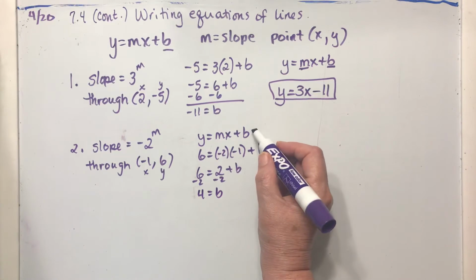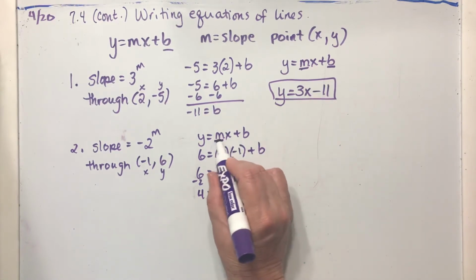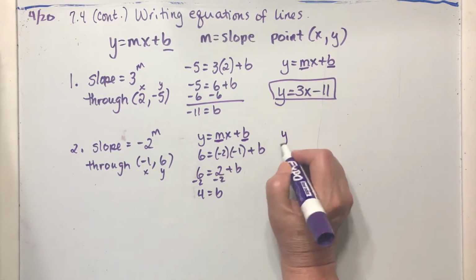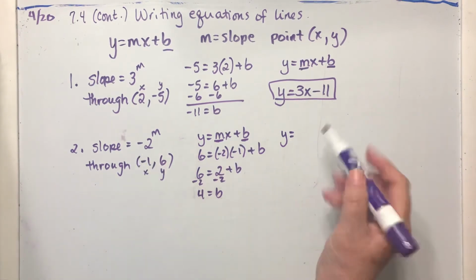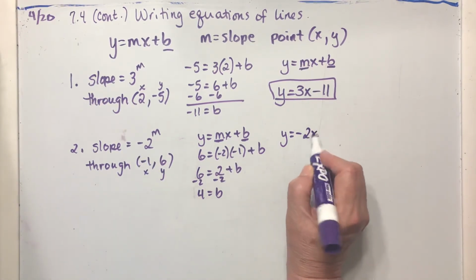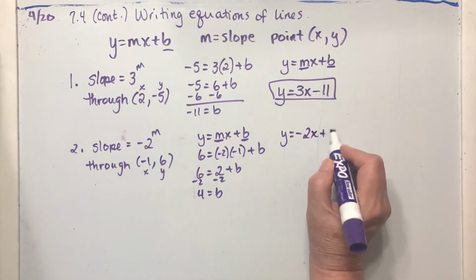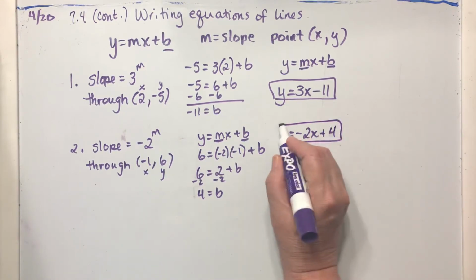So now I'm going to use this formula again, but the only numbers I'm going to fill in are the m and the b. So I get y equals, m was given, that's -2, and then x, and then plus that b we just found. So that's the answer there.